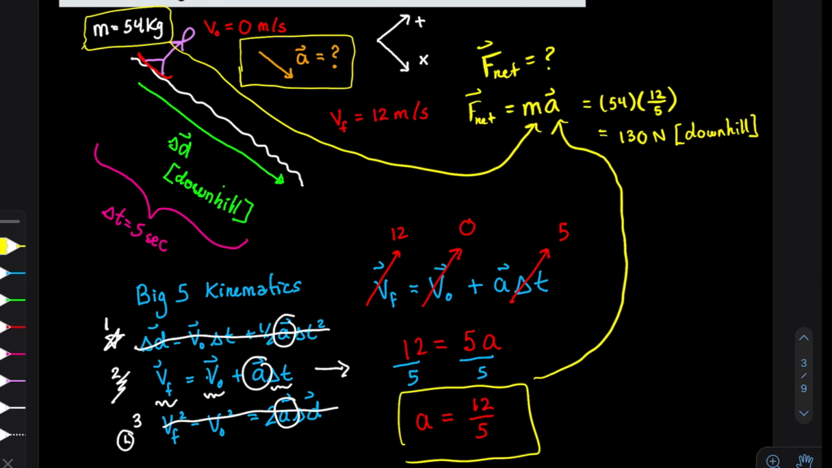Okay, so here I'm putting the whole question so you could take a screenshot and go over the steps on your own. We did have to use kinematics, and we did have to consider the directions, and in this case we considered downhill to be positive, which was really helpful.